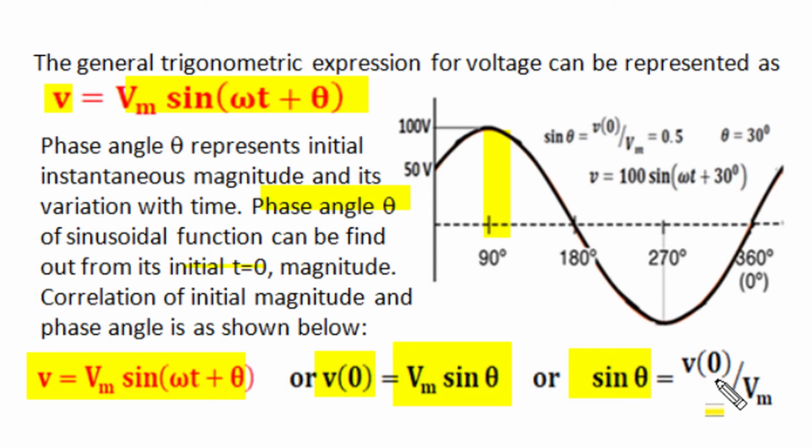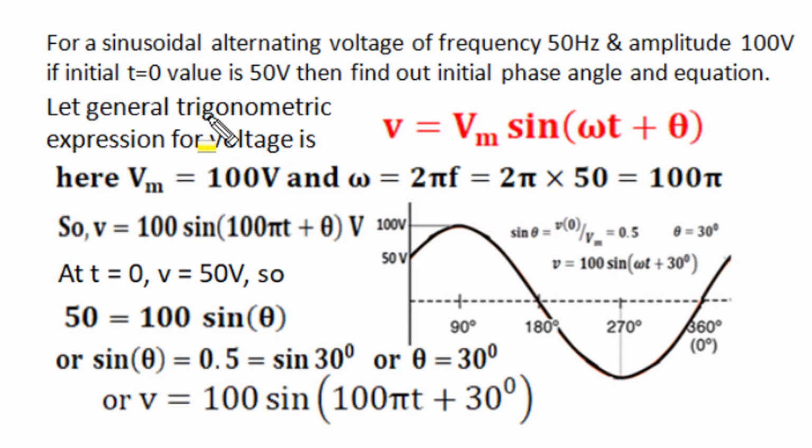and sin theta becomes the ratio of the instantaneous t equal to 0 value and peak amplitude. If we know that the initial instantaneous value is half of the peak value, sin theta is half, then it will correlate as theta equal to 30 degree, and we can express this sinusoidal voltage signal having amplitude 100, angular frequency omega, and initial value half of peak as v equal to 100 sin omega t plus 30 degree, and here this 30 degree is the phase angle of this voltage signal.